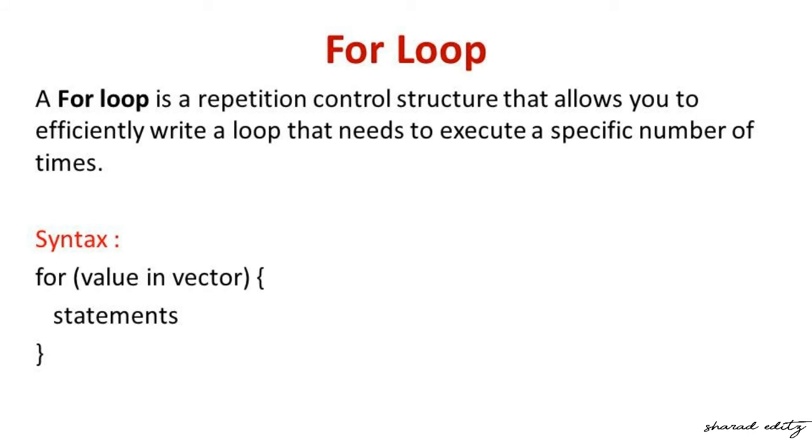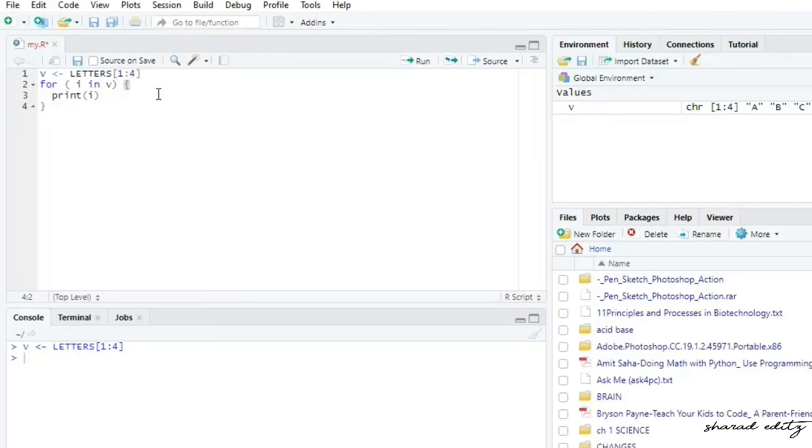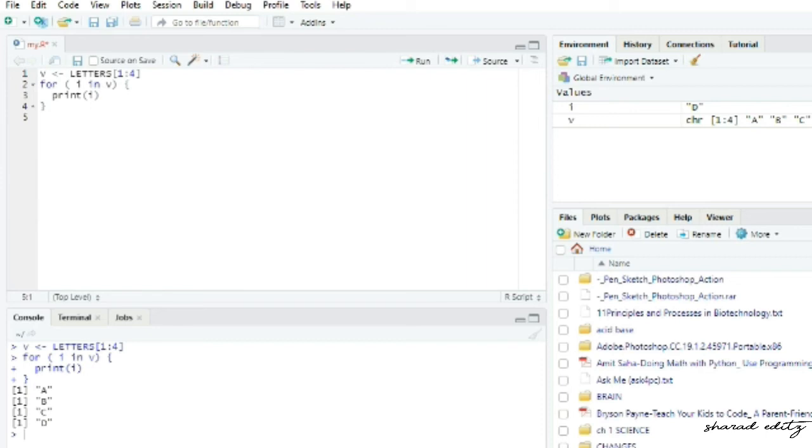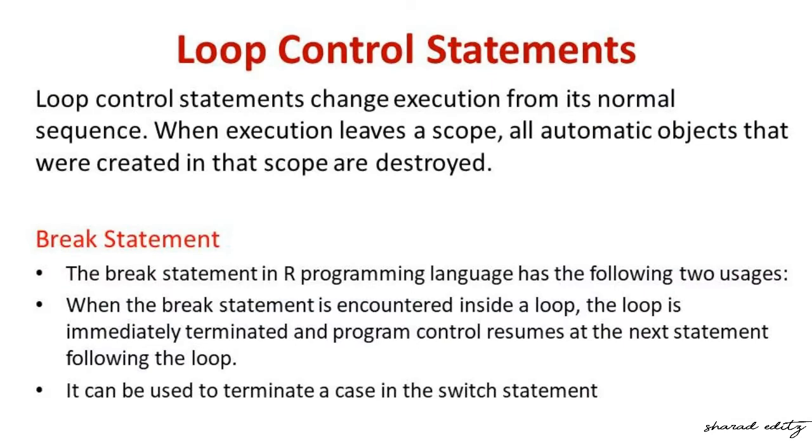Next is the for loop. The for loop is similar to the while loop, but in the for loop, the condition is checked in the starting itself. Then depending on the condition, the loop is executed that number of times. For example, here we have taken a vector, that is letters a, b, c, d, 1, 2, 4. So here we are using a for loop, for i in v. We have taken a variable, that is i. Then we will print the value of i. So in the output we will get a, b, c, d. 4 letters will be printed.